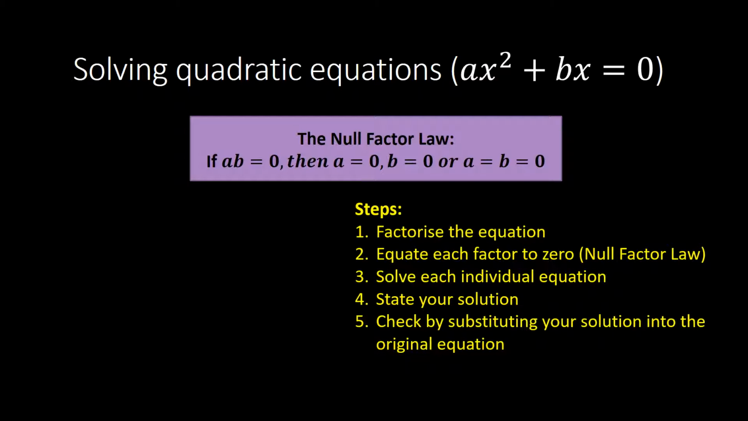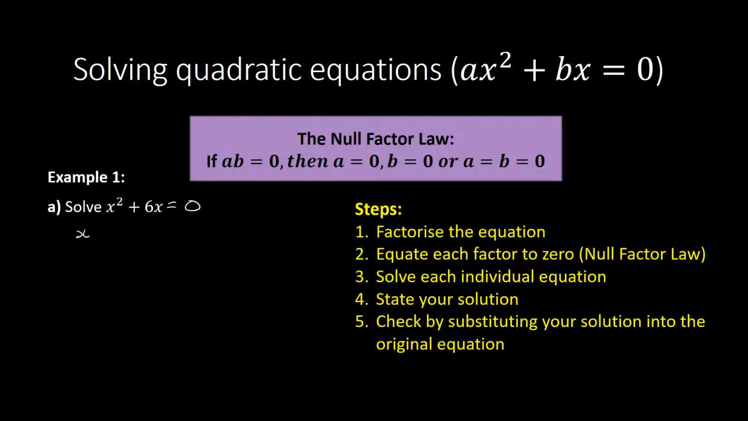And remember, these are the steps that we're going to follow to solve these equations, but today we are going to do that first step, factorizing the equation. So our first example says solve x squared plus 6x is equal to 0. And we need to factorize, following step 1, factorize the equation first.